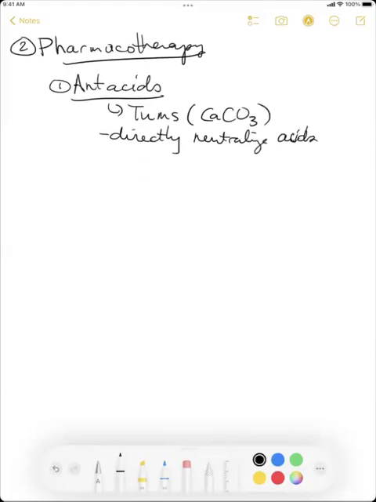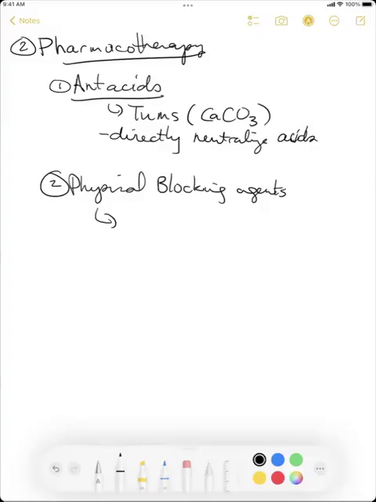Another one, which I actually really love the mechanism of this. These are physical blockers. Essentially, this type of medication, when taken, will foam up and it'll sit on the surface of what's in the stomach. And when the stomach churns, it'll actually stop the contents from going back into the esophagus. This medication is referred to as Gaviscon.